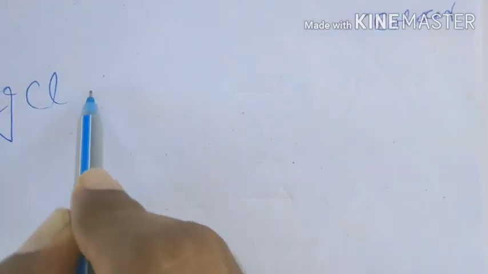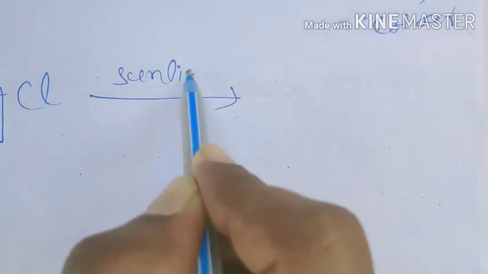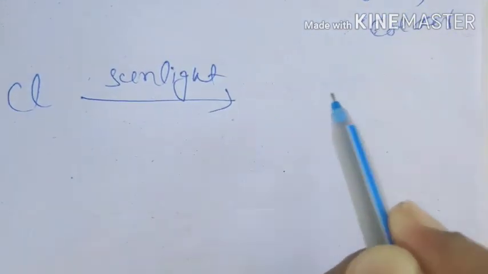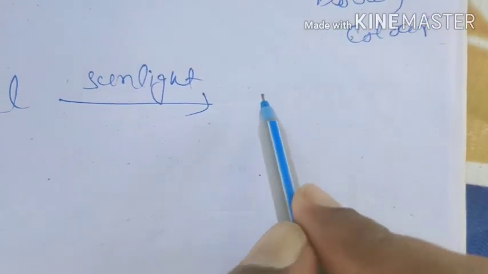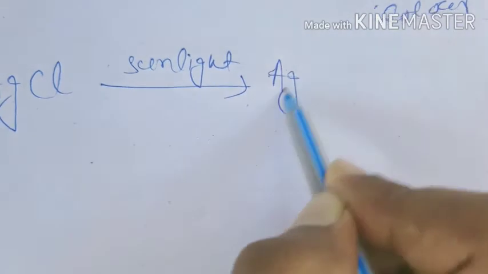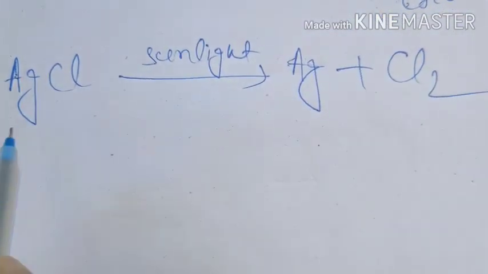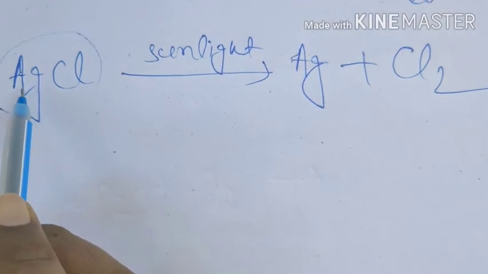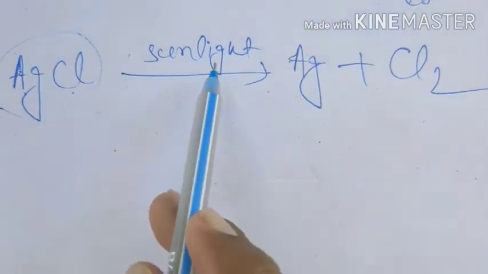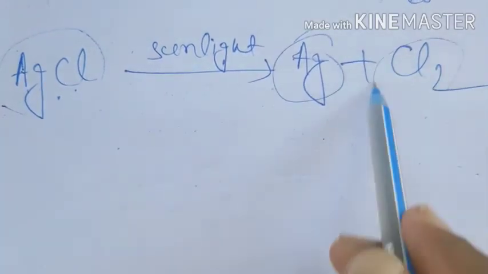Let's take another example. AgCl, silver chloride. When sunlight falls upon it, it is converted into two products. One is Ag, silver, and the other is Cl2, chlorine. Here silver chloride, in the presence of sunlight, is converted into two products, silver and chlorine.